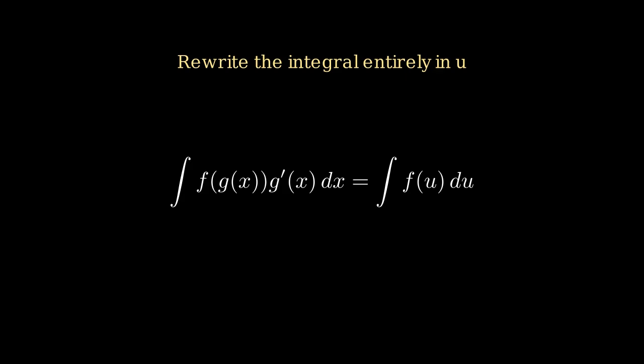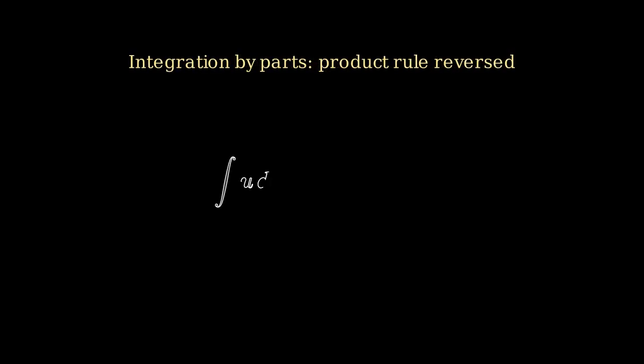There's a companion technique called integration by parts, which is really the product rule run backwards. It says the integral of u dv equals u times v, minus the integral of v du.